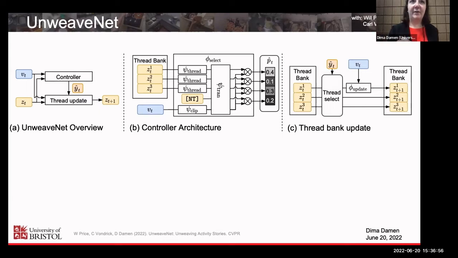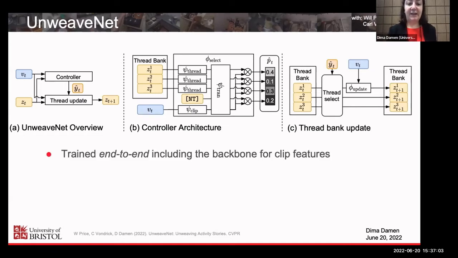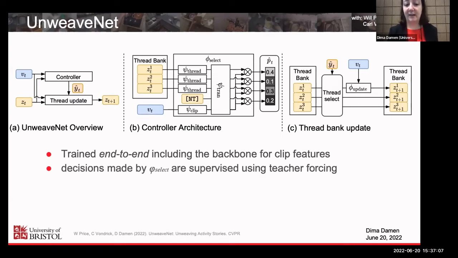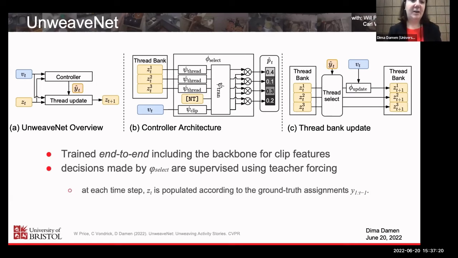A few things on UnweaveNet. It looks like, why am I talking about that in a limited knowledge setting? And I'll tell you why, because of the way we train this. This is trained end to end, because you really need to understand what clips and threads mean from the data. And it's trained in ways that language models have been trained until now. So teacher forcing, that means you fill the memory up till now with the ground truth, and you just train for the current decision. So at each time step, everything is populated by the ground truth assignment, and the loss is imposed on the current decision.